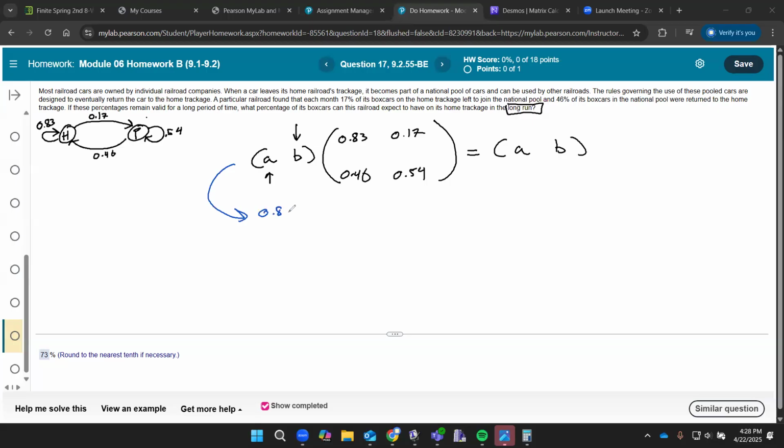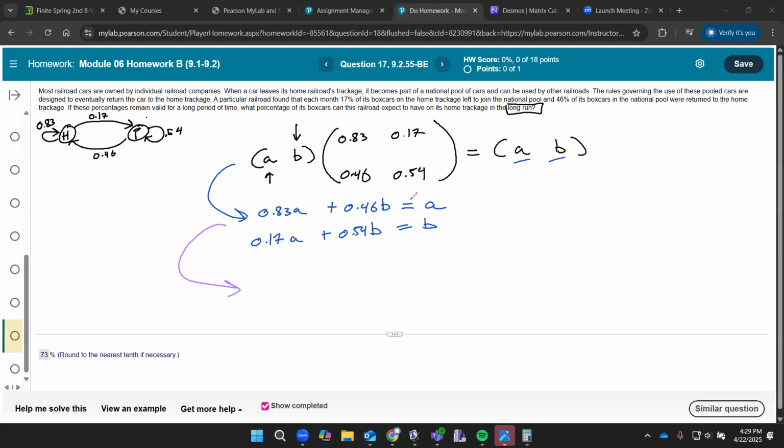So you have 0.83a plus 0.46b equals a. And then the other row and column, you would have 0.17a plus 0.54b equals b. This is the second equation. Okay, but that still doesn't solve for what a and b are. It just gives me another problem to solve.